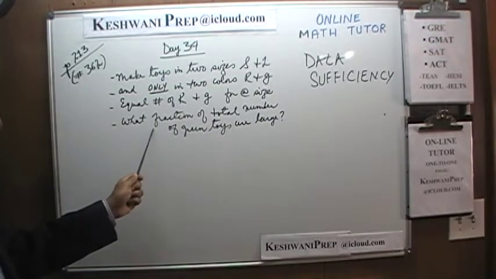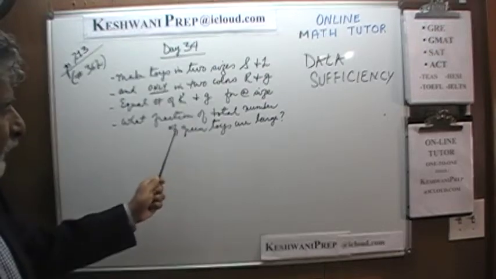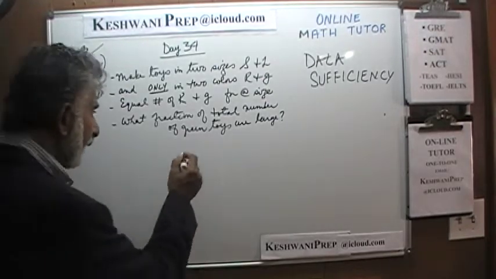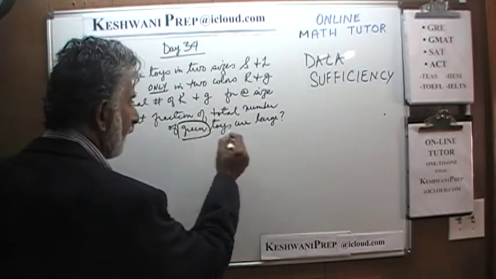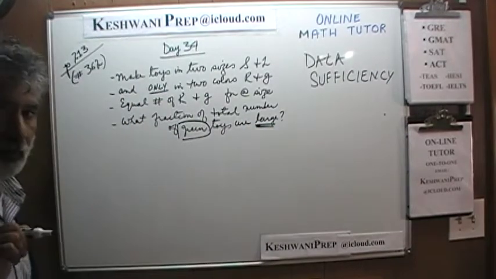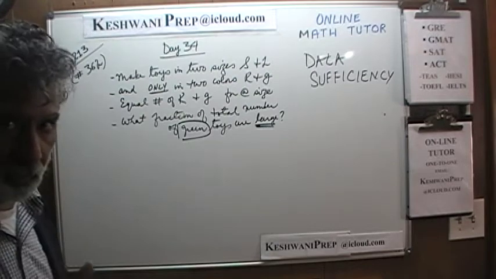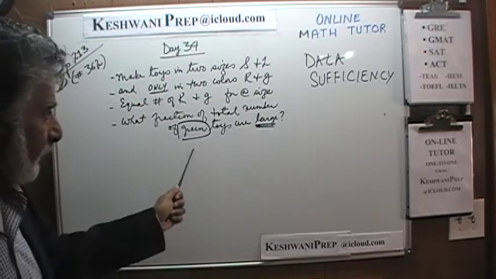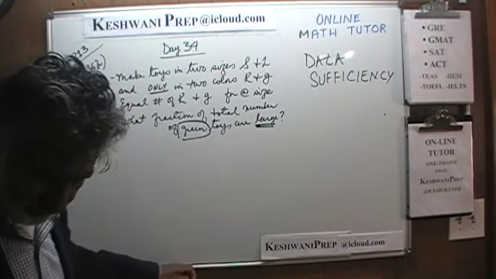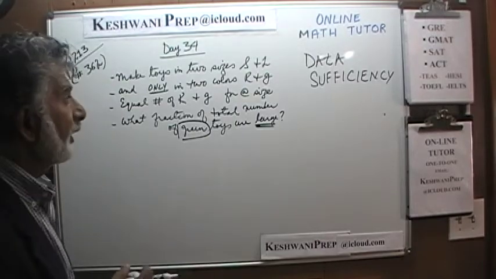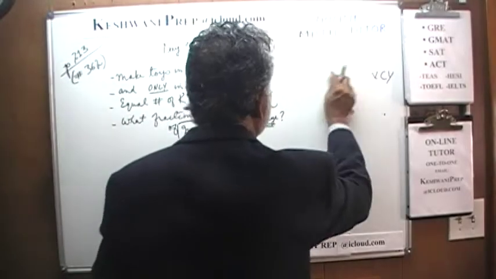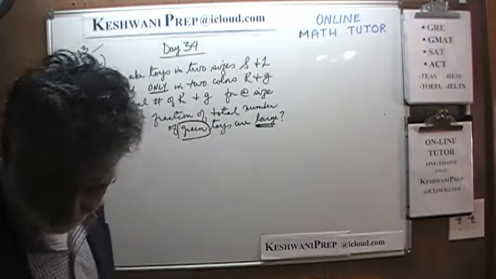The question simply is, what fraction of the total number of green toys, not the total number altogether, but only the total number of green toys, are large? Let's set it up properly so that we know what we're doing. I'm going to erase the thing, we need the room. Let's set it up properly.